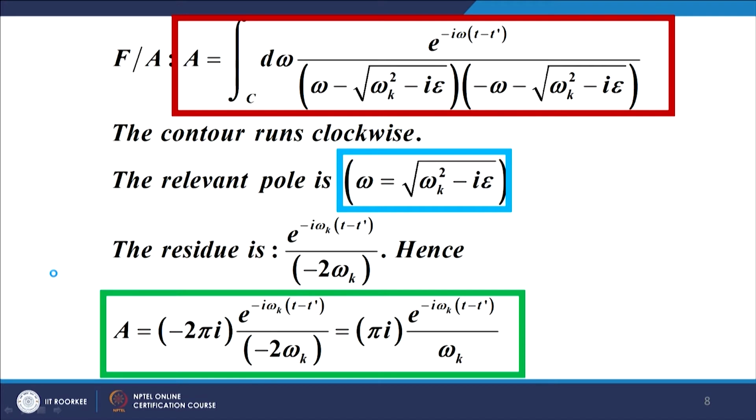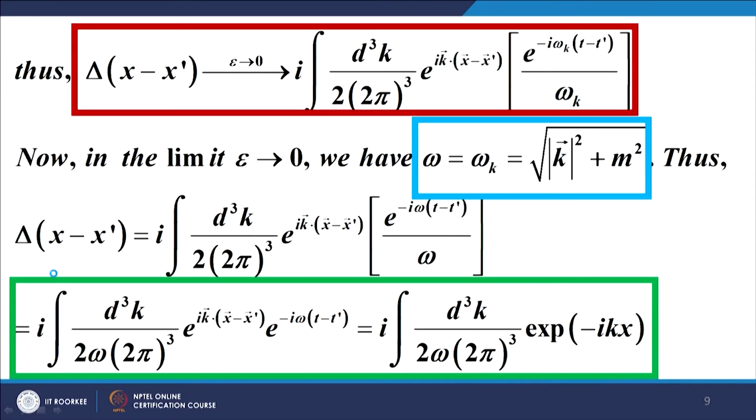Please note there is only one pole enclosed in this particular contour, and that is the pole in the fourth quadrant at which the residue is this quantity. Therefore, the value of this integral is given by minus 2 pi i e to the power of the exponent into this residue, which simplifies to the expression given in the green box at the bottom of your slide.